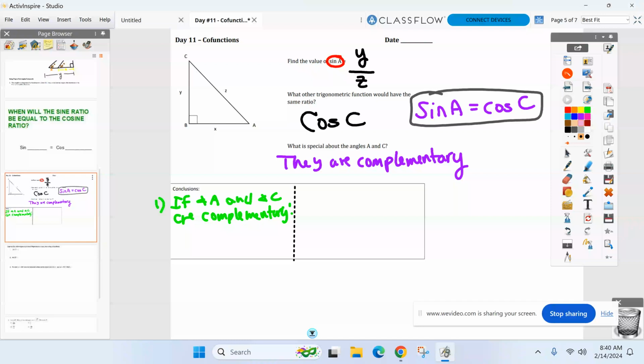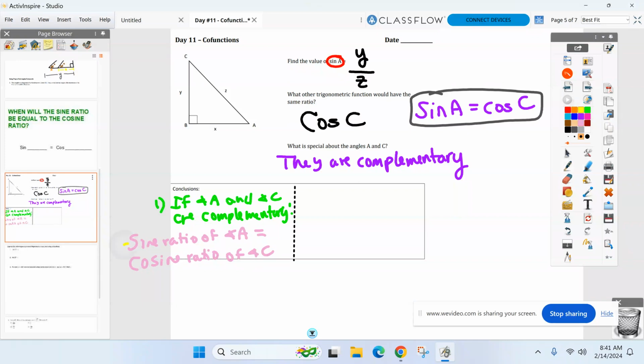If angle A and angle C are complementary, the sine ratio of angle A will always be equal to, how do you want to finish it? Go ahead, Lily. The cosine ratio of angle C. But only if those angles add to 90. If they add to 20, they're not going to be equal. And make a little note here too.